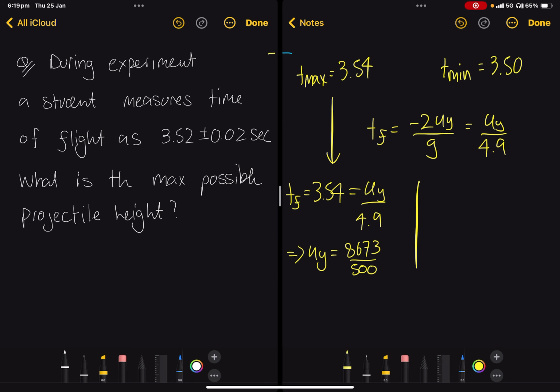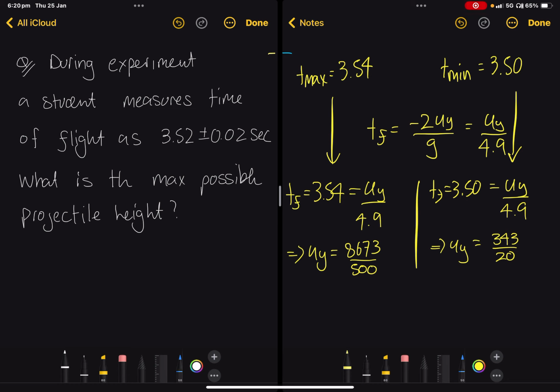In the Tmin case, we have the time of flight is 3.50, which is equal to uy over 4.9. This implies the uy in this case is 3.5 times 4.9. 3.5 times 4.9 is 343 over 20. Now, so these are the two separate cases we're thinking about. We're thinking about a minimal possible case and a maximal possible case.